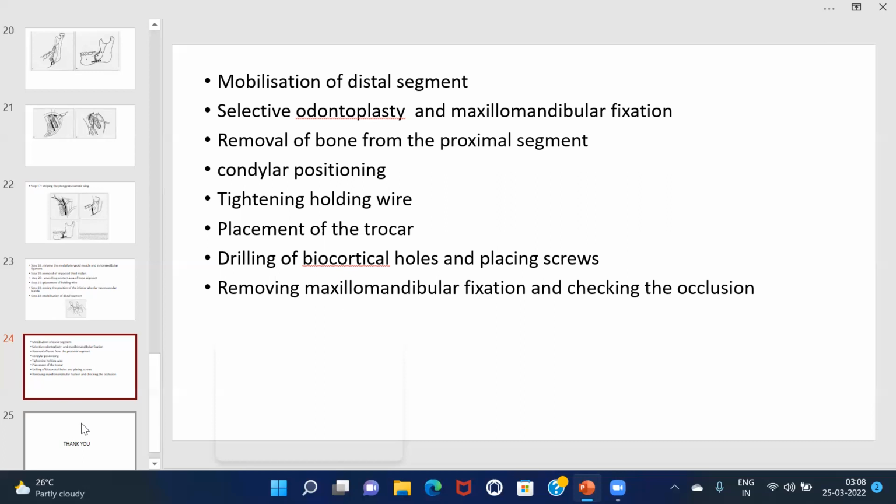The occlusion should be exactly as planned. Do not accept an incorrect occlusion. There is no better time to correct a problem than at this stage.